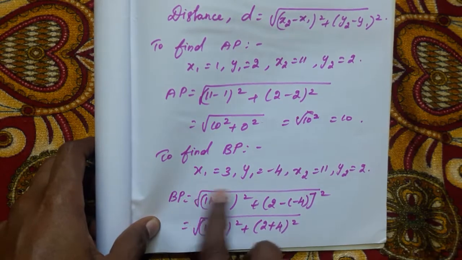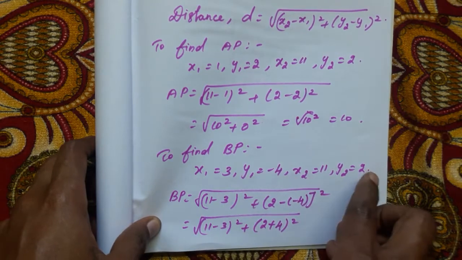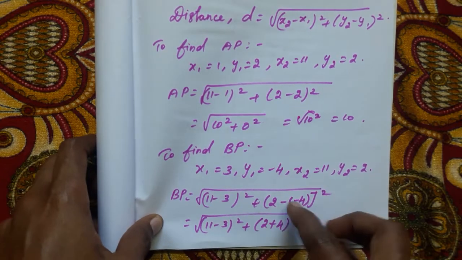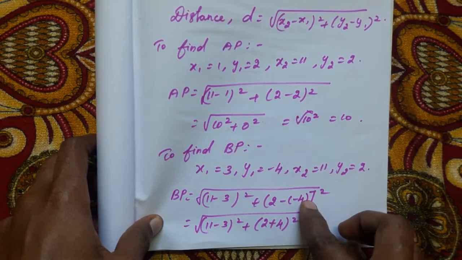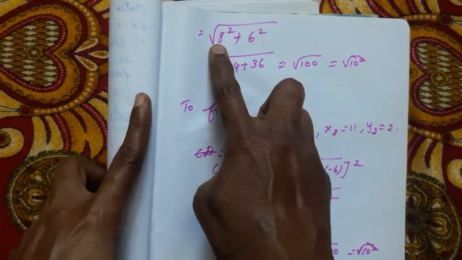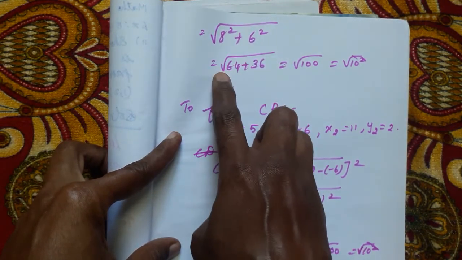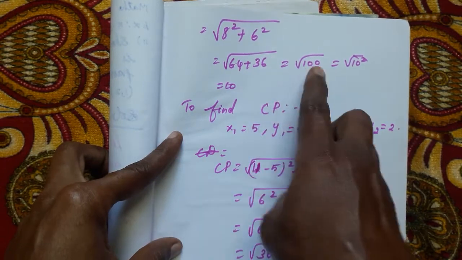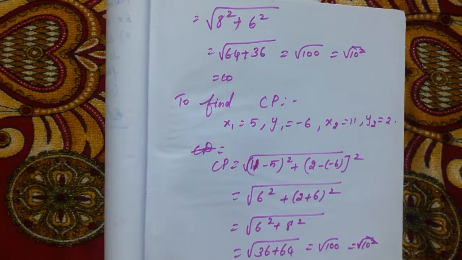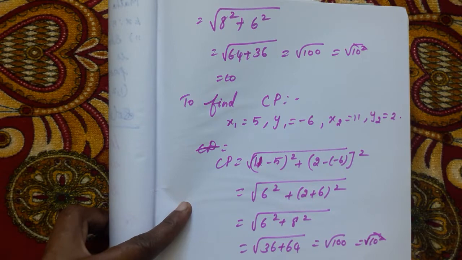Then BP is equal to root of (11 minus 3) the whole square plus (2 minus of minus 4) the whole square. That is 11 minus 3 the whole square plus 2 minus of minus, which means plus 4, the whole square. Then 11 minus 3 means 8 square. It's equal to root of 8 square plus 6 square, which is root of 64 plus 36, equal to root of 100, which is 10. So AP we got 10, and BP also we got 10.